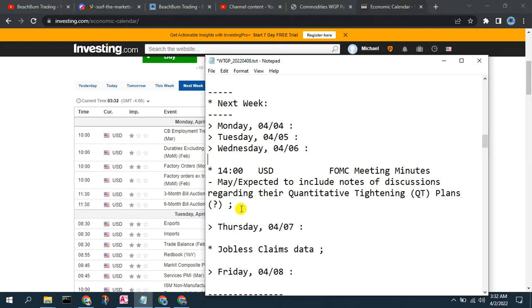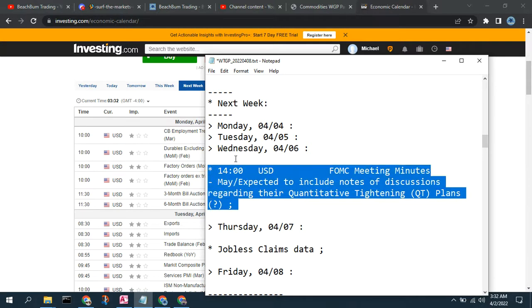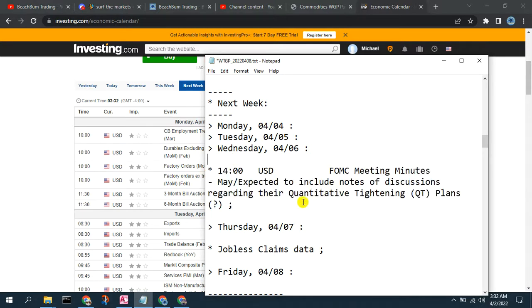If this plan for quantitative tightening is tighter than what the market expects, we might see a downturn. We might see, obviously, in bonds, if they're selling faster, bond prices will probably drop because of the selling pressure. We also might see a decline in the market. We might see more volatility. So definitely keep an ear on what comes out of those FOMC meeting minutes at 2 o'clock on Wednesday.